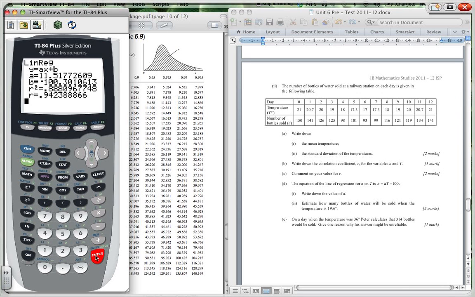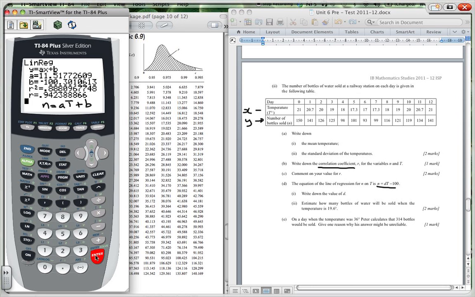I'm going to have temperature and number of bottles n. So when putting this in, this corresponds to my x, this corresponds to my y. We're going to use that formula, which corresponds to this formula over here. y is equal to ax plus b. We would have n is equal to at plus b, where the n is equal to y and your x is equal to your temperature. It says write down the correlation coefficient R for the variables n and t.